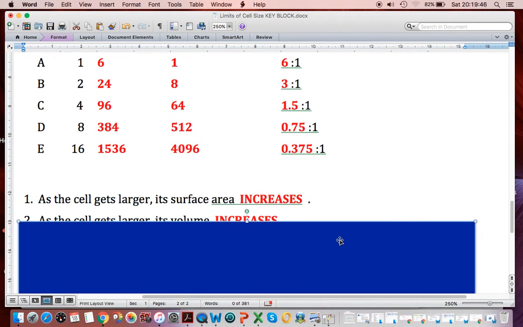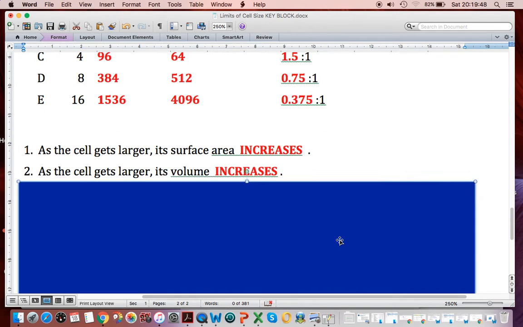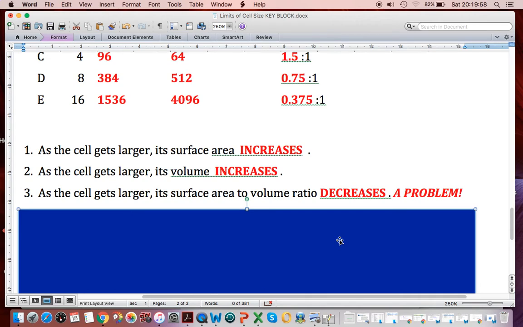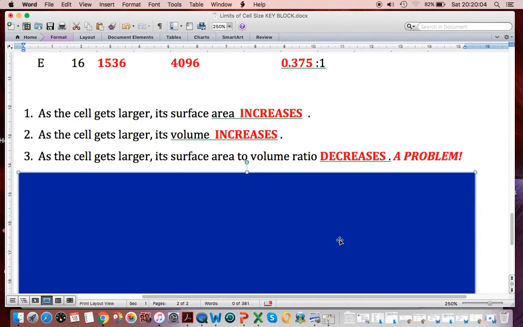We see as the cell gets bigger, its surface area increases. As the cell gets larger, its volume increases. But our problem is the volume increases faster than the surface area. And that ratio of surface area to volume decreases. Now that's a problem. It's a massive problem.